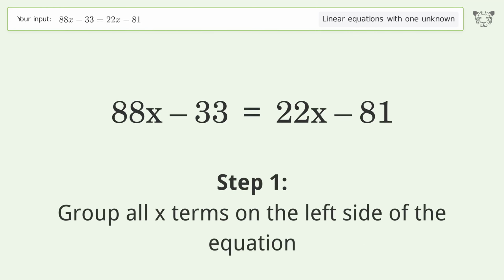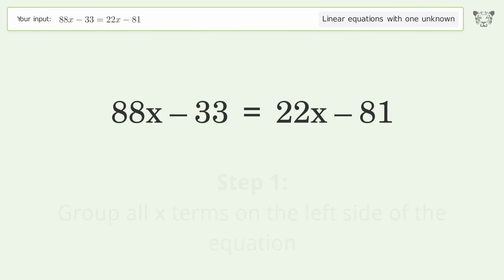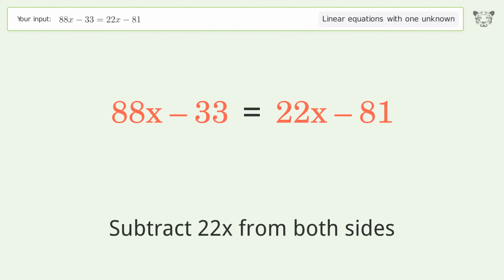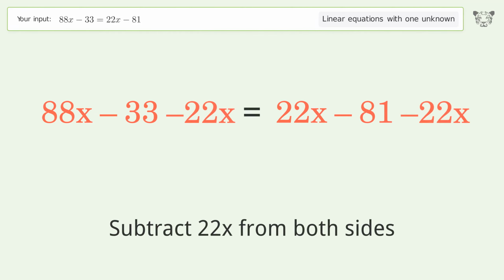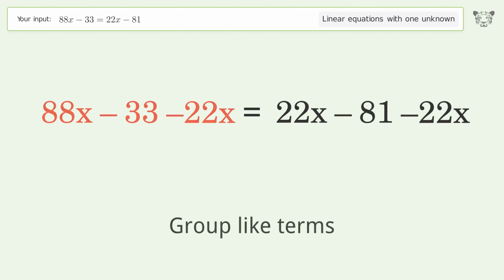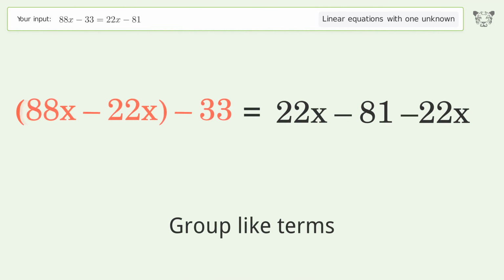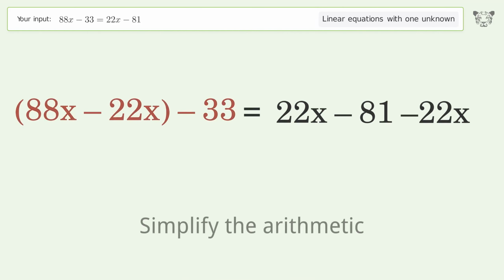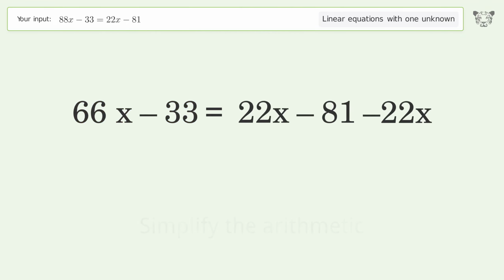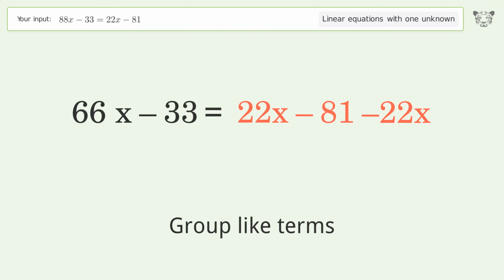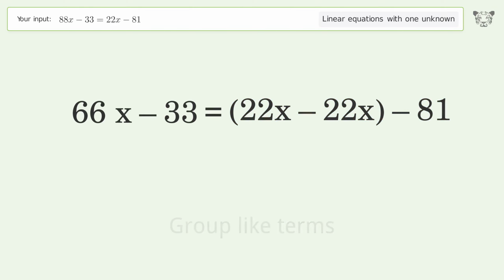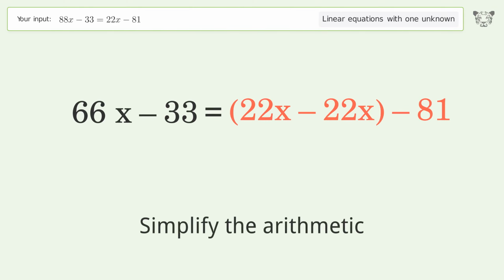Group all x terms on the left side of the equation. Subtract 22x from both sides. Group like terms. Simplify the arithmetic. Group like terms. Simplify the arithmetic.